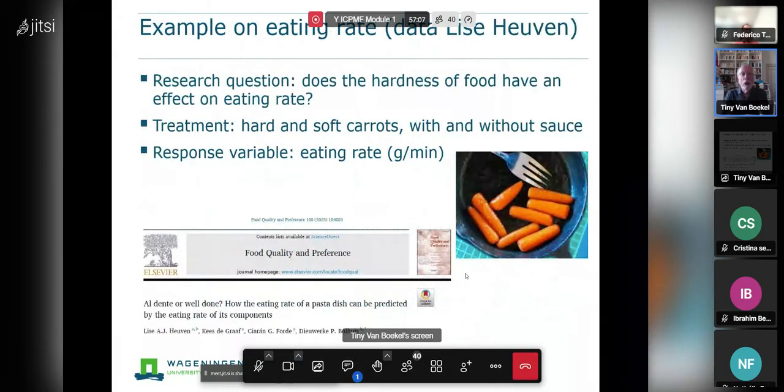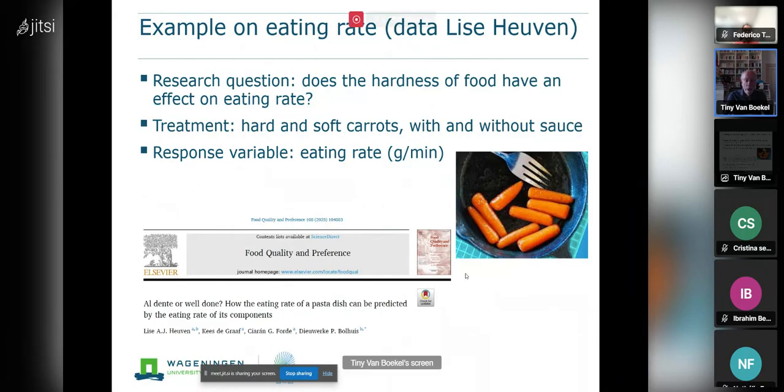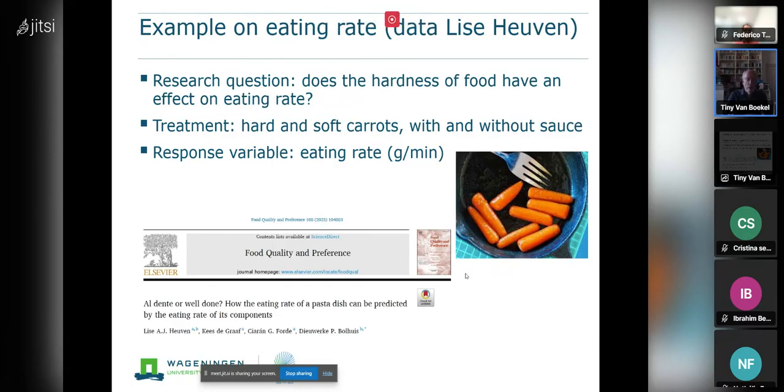Okay, that was the first example. The second example is on eating rate. Lise Heuve is a PhD student here in Wageningen who is studying the effect of food hardness on the eating rate. And the reason behind that is that there is this hypothesis that foods that you need more time to chew on, you eat them slower, and therefore you also will eat less. That's the background of this research.